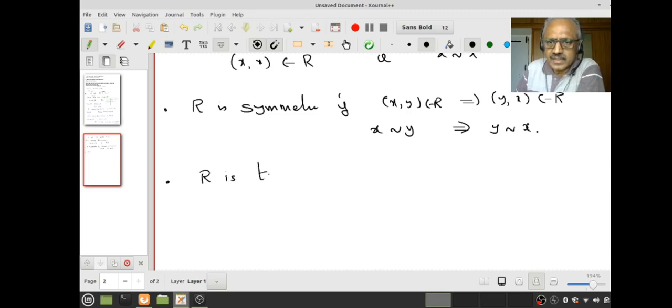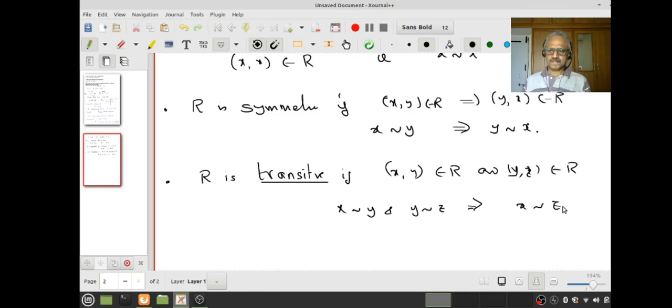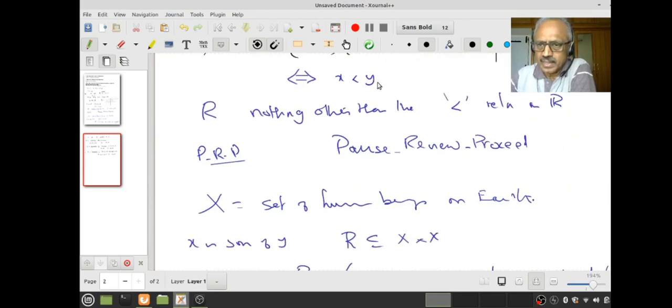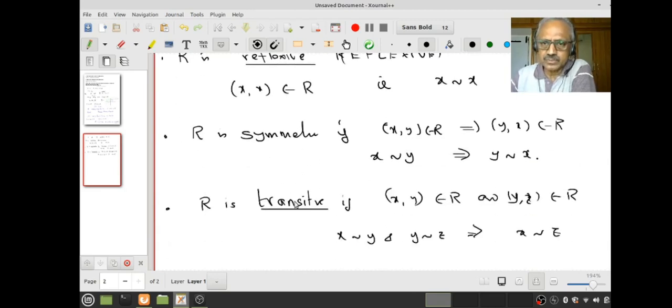Then R is transitive. That is, I can go from one place to another. Here, if you say (X, Y) is in R and (Y, Z) is in R, that means X is related to Y and Y is related to Z. This should imply X is related to Z. Do you follow that? Now let's look at our real number example, the less than relation. If X is less than Y and Y is less than Z, then X is less than Z. Therefore, this relation is not reflexive, it's not symmetric, but it is transitive.